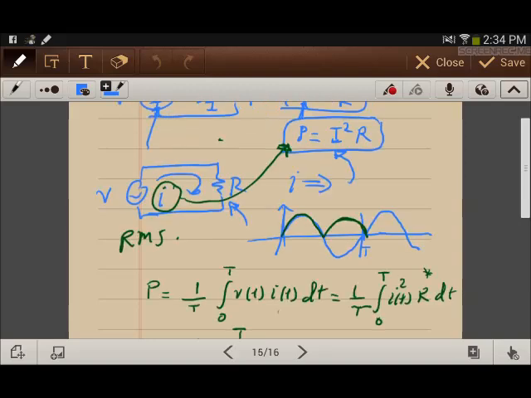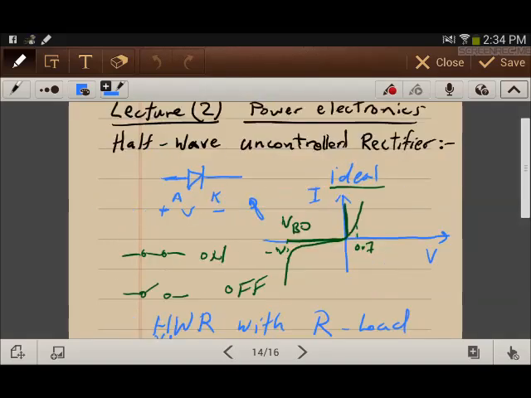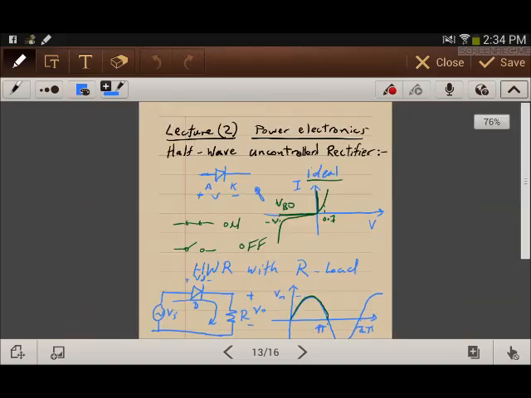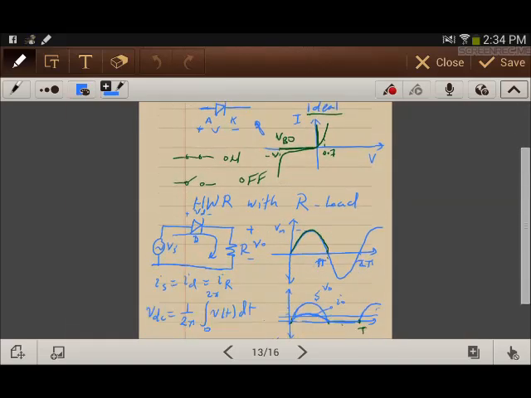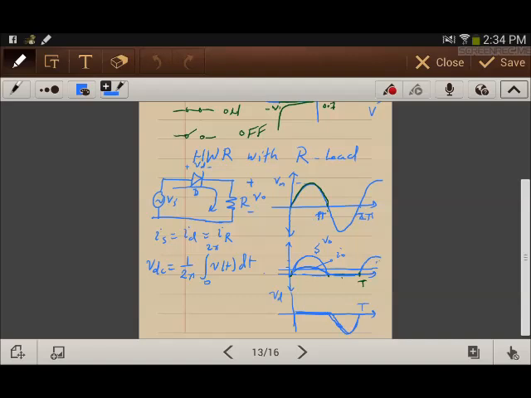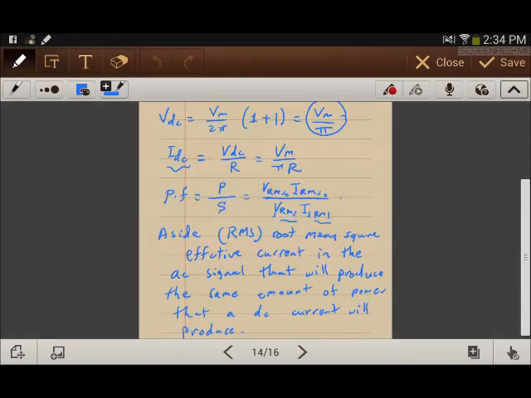So if we go back to our half-wave rectifier here, we found the DC voltage and DC current here in this equation and in this equation. Now we want to find the power factor, and the power factor allows us to measure the quality of conversion from AC to DC.